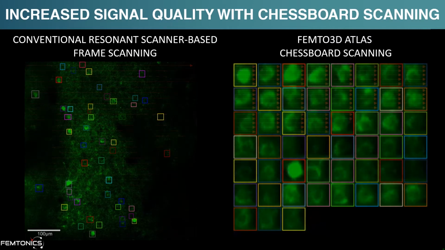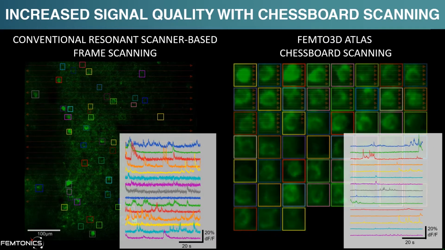In this example, we selected the same 15 cells in two settings, with a conventional resonance scope and with FEMTO3D Atlas. Looking at the fluorescence time series from the two systems, the advantage of FEMTO3D Atlas chessboard scanning becomes apparent. The time saved by scanning only these cells and the traces acquired with Atlas have much higher signal-to-noise ratio. This massive increase in signal quality is especially important when activity is weak. In summary, Atlas is capable of spending scanning time only on your cells of interest, thereby increasing signal quality and sampling rate.